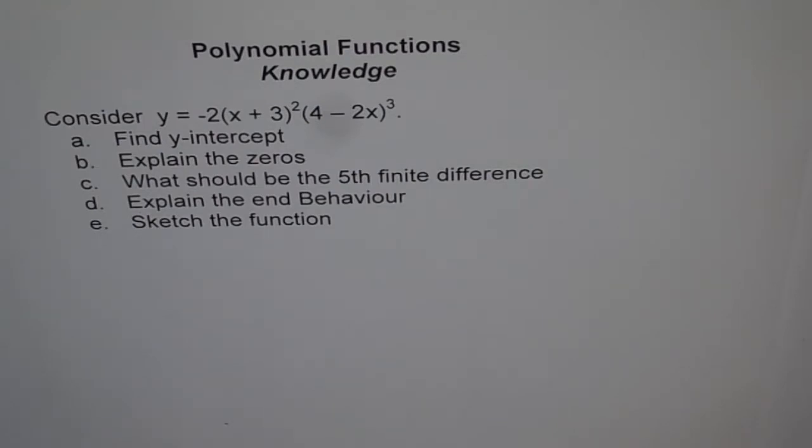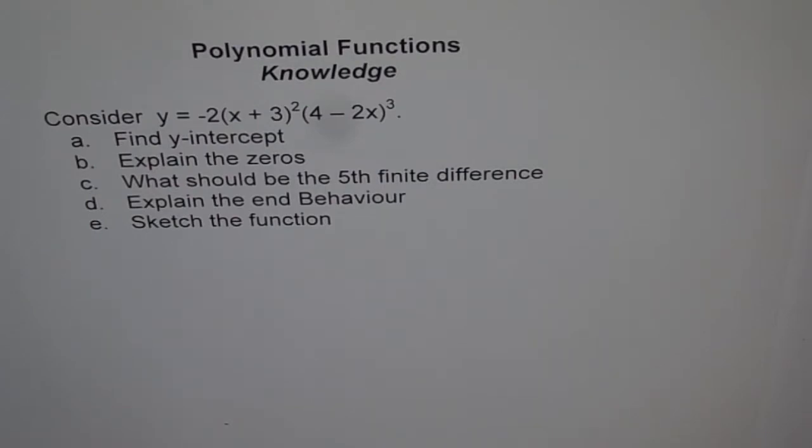Okay, let's read the question. Consider y equals minus 2 times (x plus 3) whole square times (4 minus 2x) cube. Find the y-intercept, explain the zeros, what should be the fifth finite difference, explain the end behavior, and sketch the function. I'd like you to sketch the function and answer these questions on your own. Stop the video for the time being. Once you're done, then look into the solution, right?